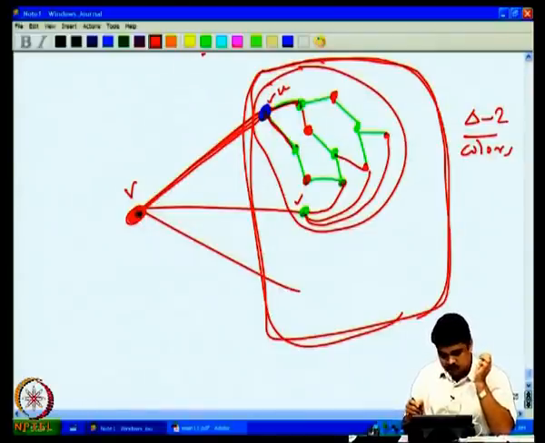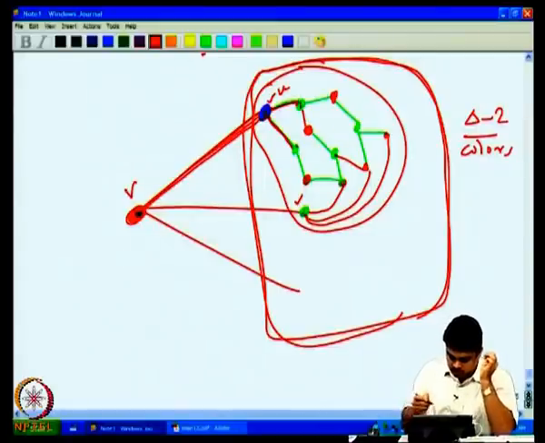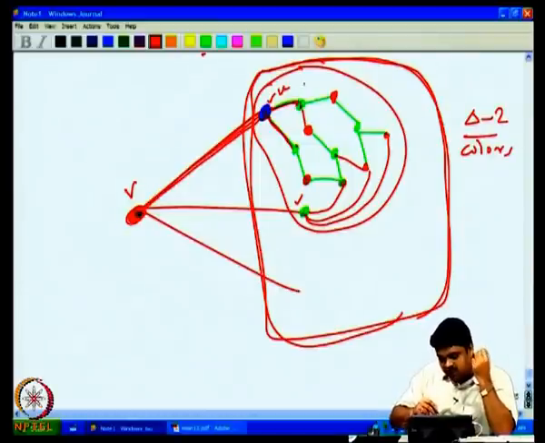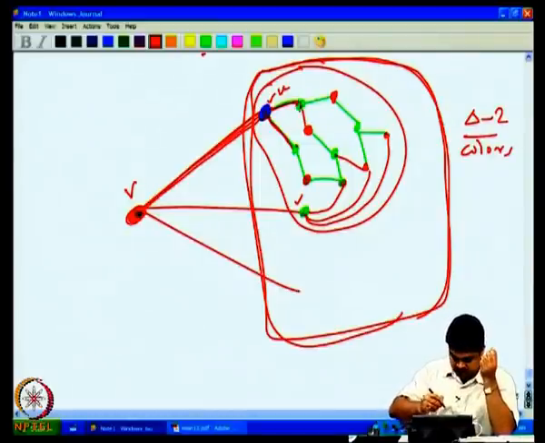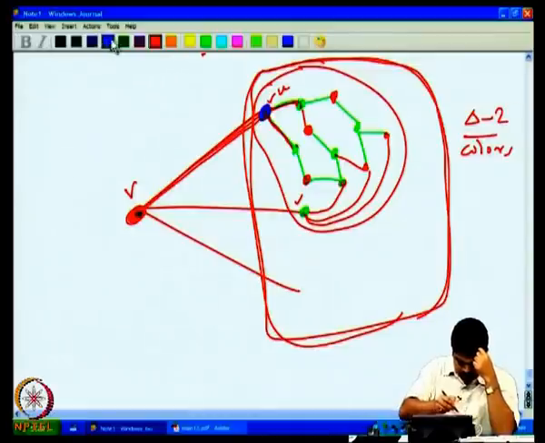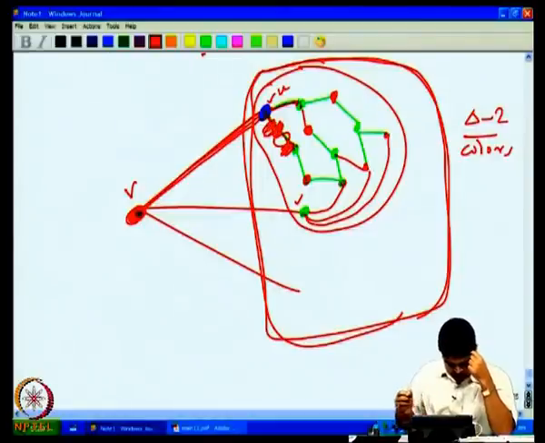Okay, so that's what we can do. So what I conclude is, this vertex u cannot have more than one green colored neighbor. In other words, I can clearly say that this is not correct. So yeah, this picture is not correct.